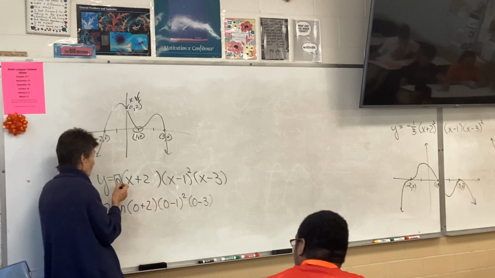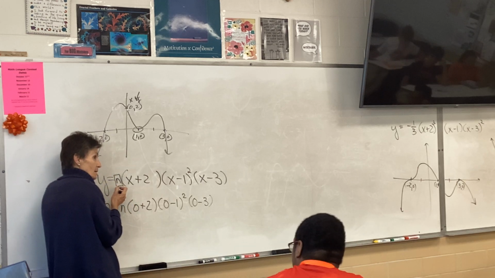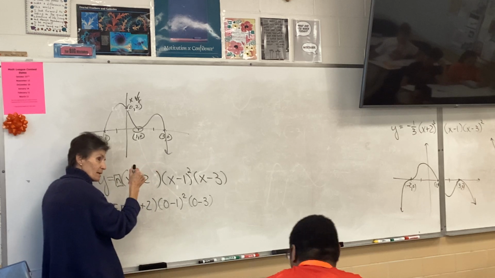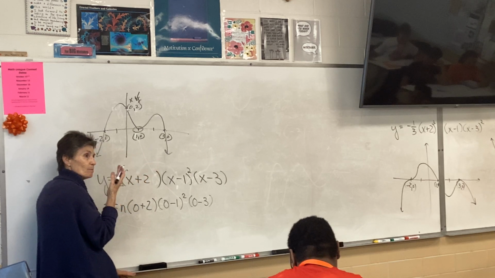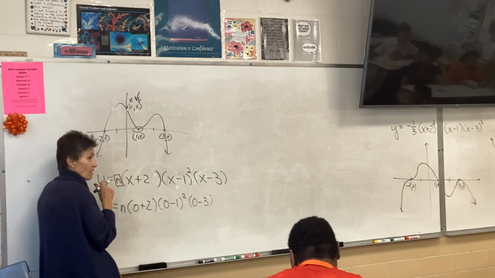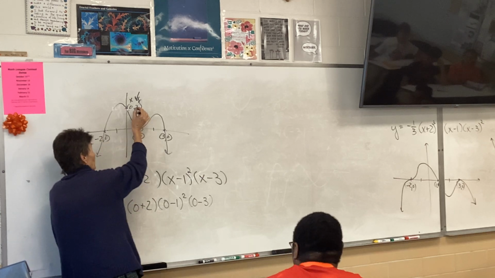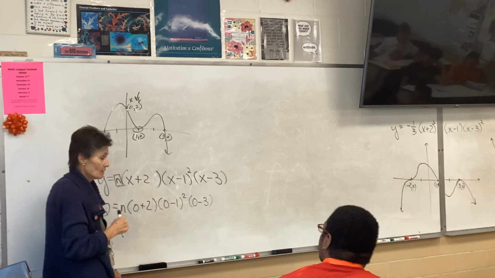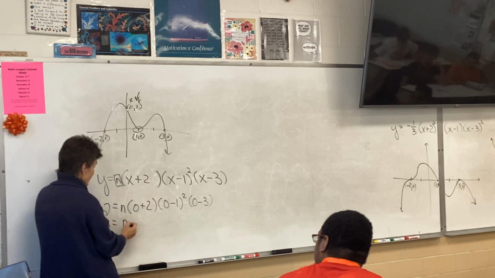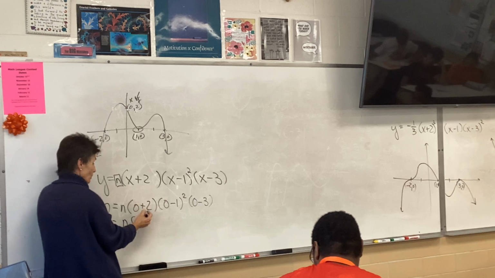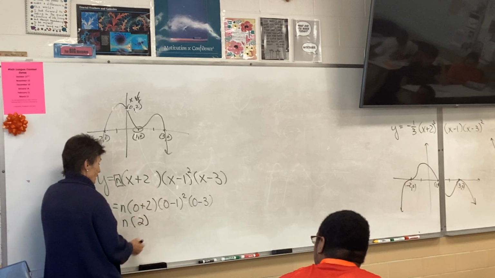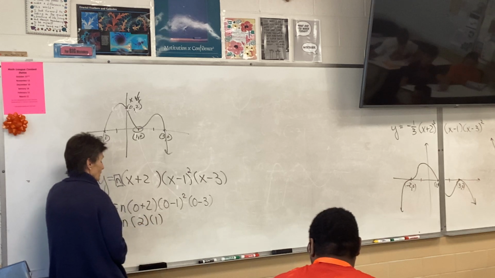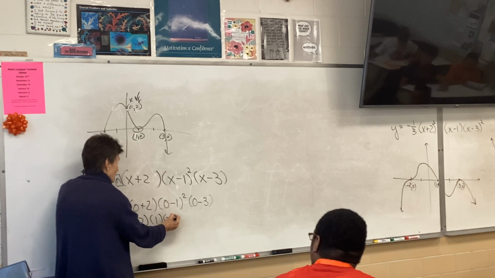Now I'm trying to figure out what this number is. In a problem we did earlier, it was a -2, and another problem was like a -1/3. I don't know what that number is. It could be anything. I'm figuring it out by plugging in that other random point they gave me. So 2 equals n times what? 0 plus 2, 0 minus 1 squared, and 0 minus 3.